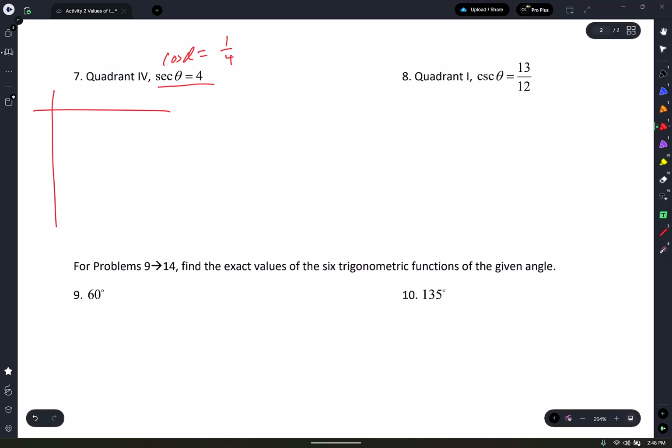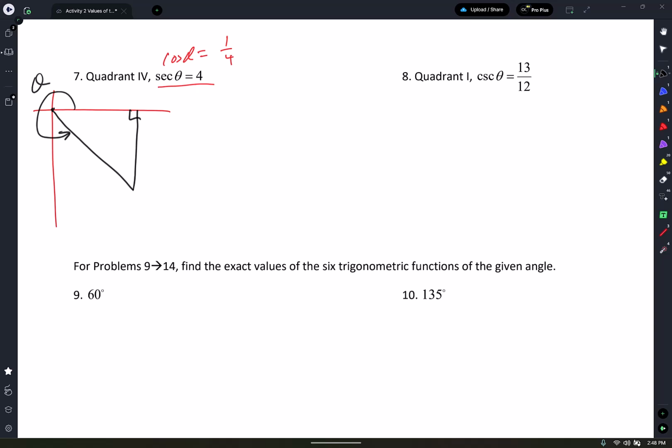So always draw a reference triangle with respect to the origin, not to scale. Make sure you draw perpendicular to the x-axis, always with the x-axis. Here's the actual angle. We're going to use the reference to help us out. There's my reference. Cosine is 1/4. Remember, the hypotenuse or the radius is never negative. That's 1, that's 4, and I put a y right there. So now I'm just going to do the Pythagorean theorem.